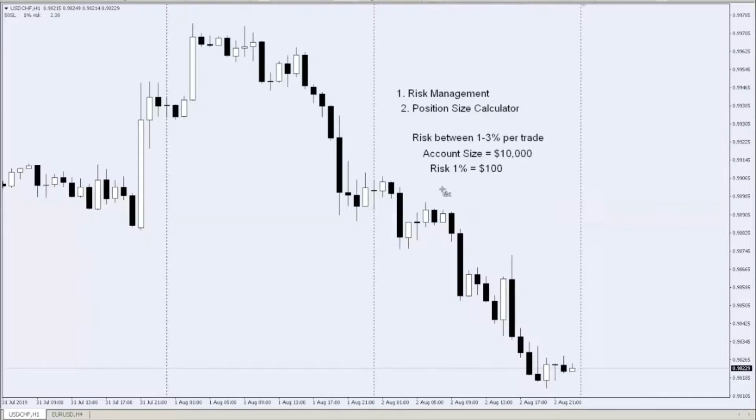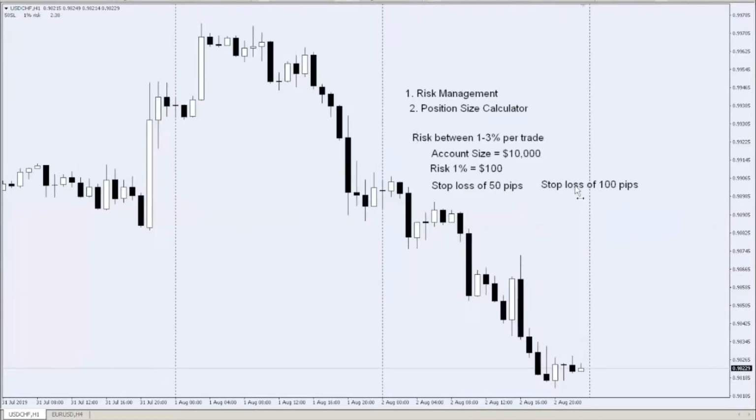Let me demonstrate. For example, in case 1, you have a stop loss of 50 pips, and in case 2, you have a stop loss of 100 pips. The question is, what position size do you need? The indicator that we have over here, which we'll send to you, just click the link below. You can download it, install it in your MetaTrader, and you can use it.